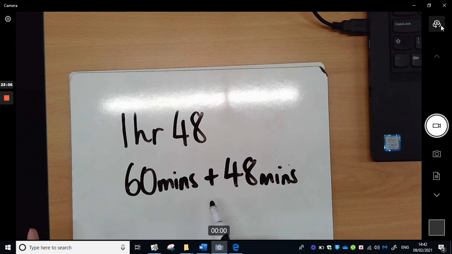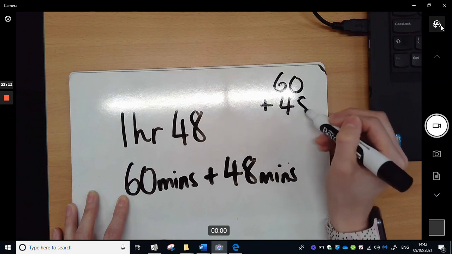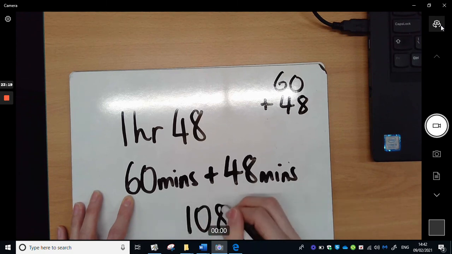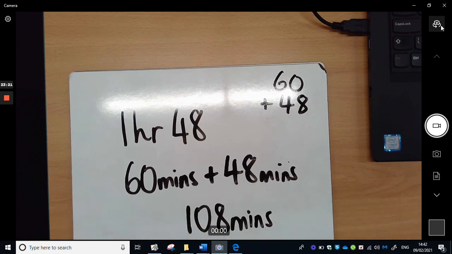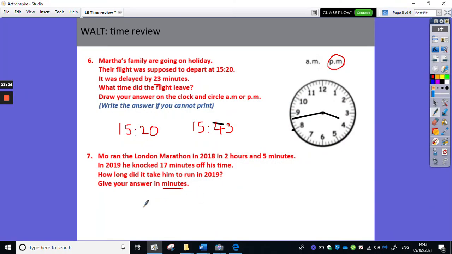Okay, so I could do this in my head, or if you want to write it out like this again, that would be absolutely fine. I know 60 add 40 is 100, and then add on the 8 is 108 minutes. So the answer you should have got for this one is 108. So that was his new time, 108 minutes.